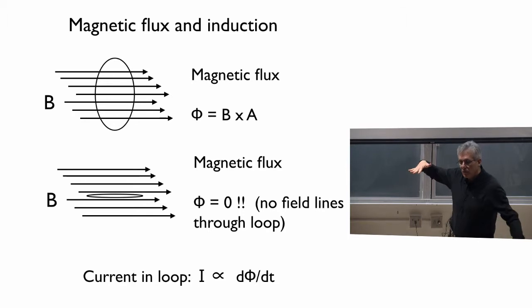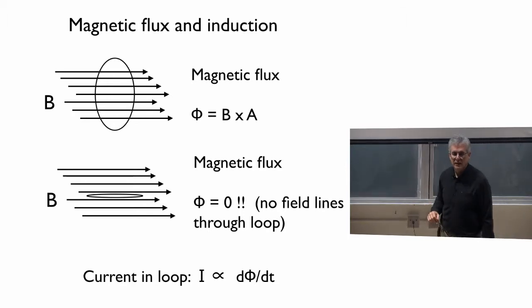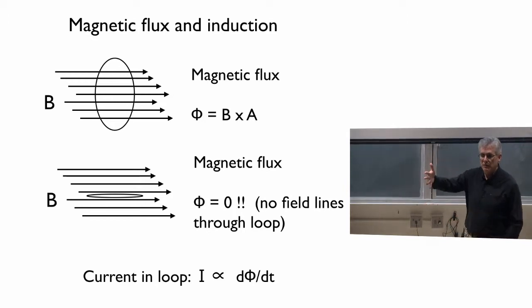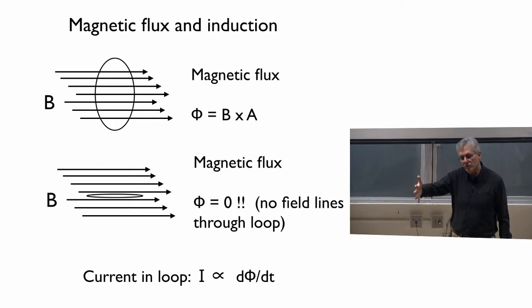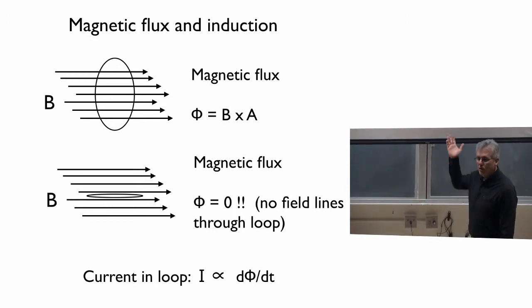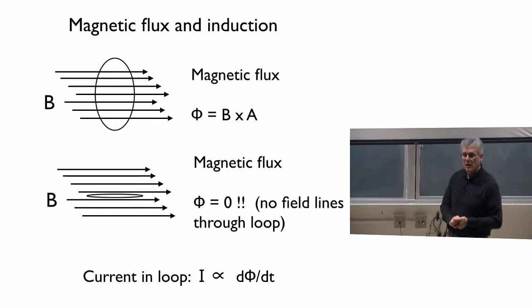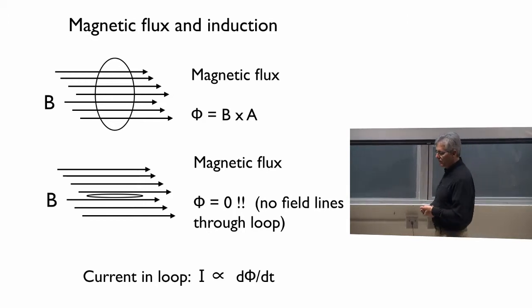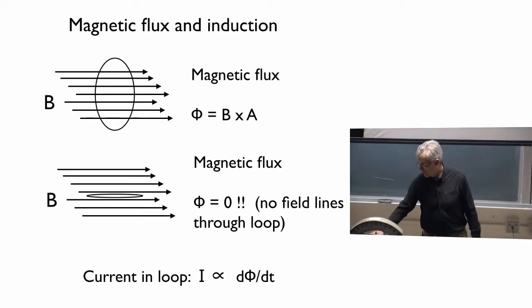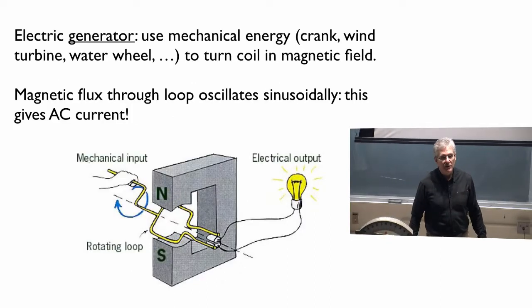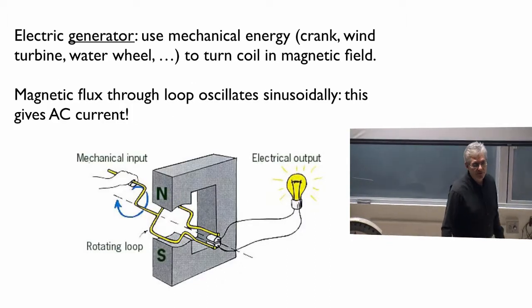In that case, even though you're still in a region where there's a uniform magnetic field, none of the field lines go through the loop, and hence the magnetic flux is equal to 0. So just by taking this loop and turning it sideways, we've gone from having some flux to having 0 flux. And the current that's induced in the loop is proportional to the time rate of change of the magnetic flux through the loop.